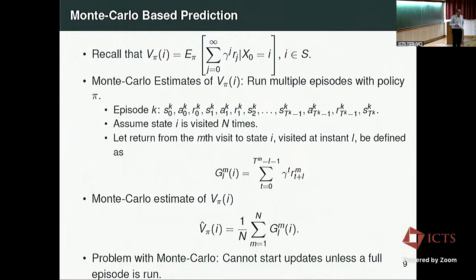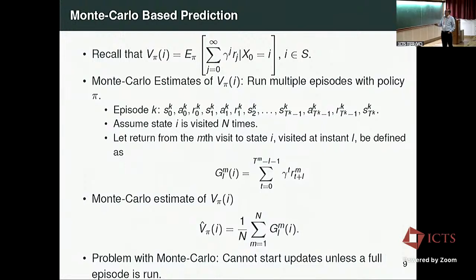So what Monte Carlo schemes typically do is they look at this. So this is your objective. This is the objective function. And you want to find what this objective function is. So usually Monte Carlo estimates run multiple episodes with policy pi, starting from some initial state. And then you take these actions according to pi, you get these rewards.